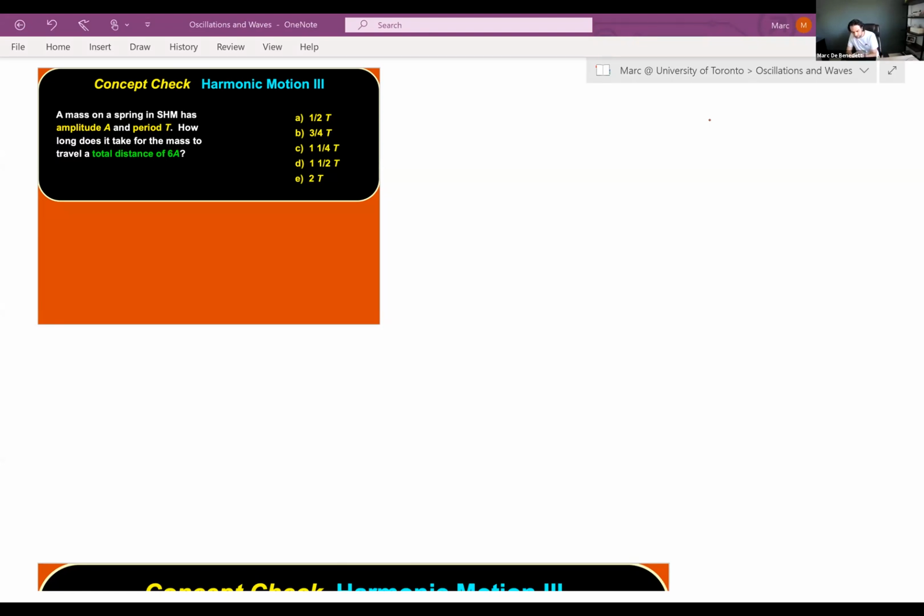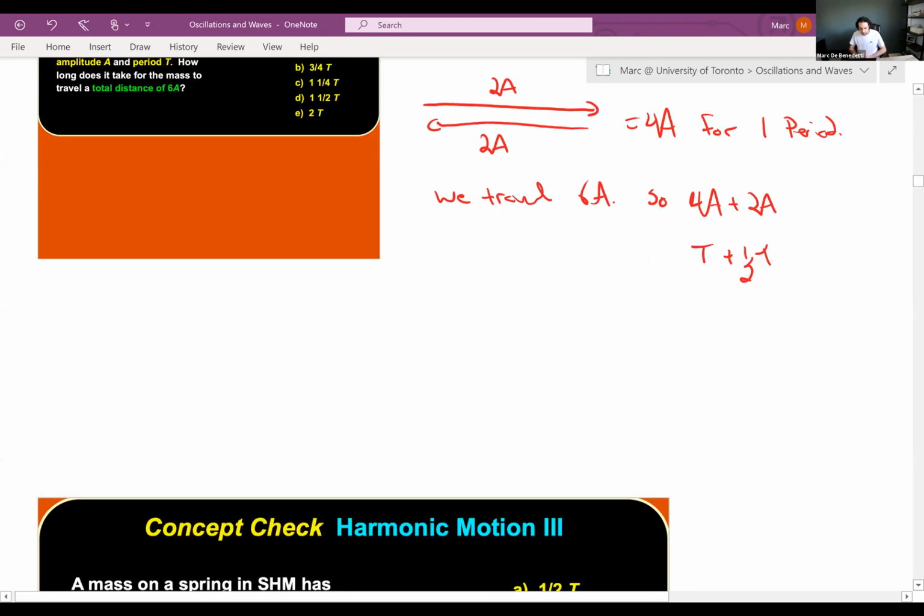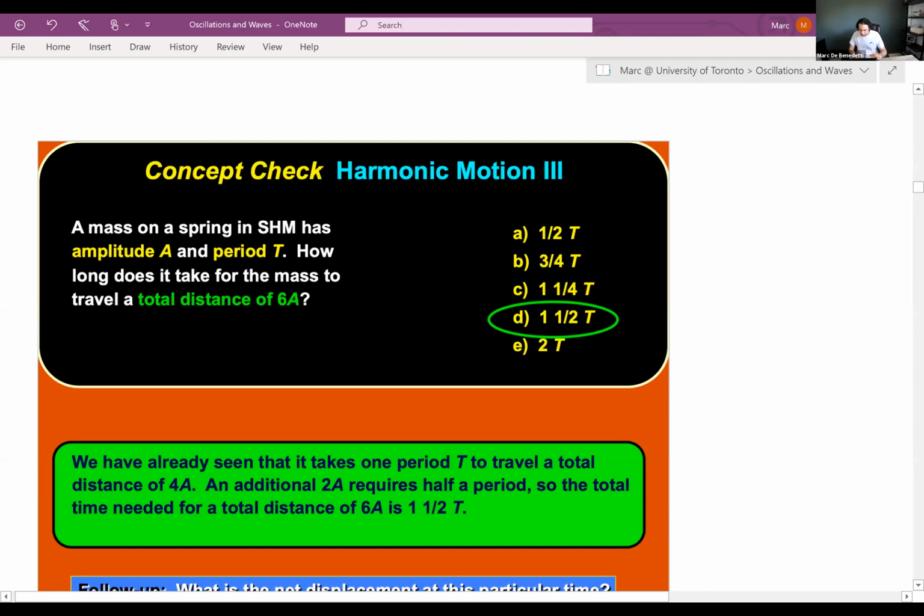Let me stop sharing the results so you can get your screen back. So here, 6a. We know 1 complete cycle is 2a forwards, 2a back, 4a, and we travel 6a. So we travel 4a plus 2a, which means we travel 1 period plus half a period. So the answer is 1 1/2 periods. So the answer is D. So D came back for a redemption. I'm glad to see D had some redemption.